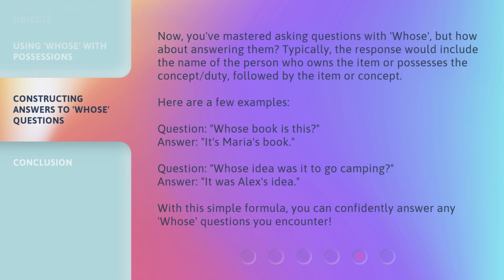Now, you've mastered asking questions with whose, but how about answering them? Typically, the response would include the name of the person who owns the item or possesses the concept, duty, followed by the item or concept. Here are a few examples. Question: whose book is this? Answer: it's Maria's book. Question: whose idea was it to go camping? Answer: it was Alex's idea. With this simple formula, you can confidently answer any whose questions you encounter.